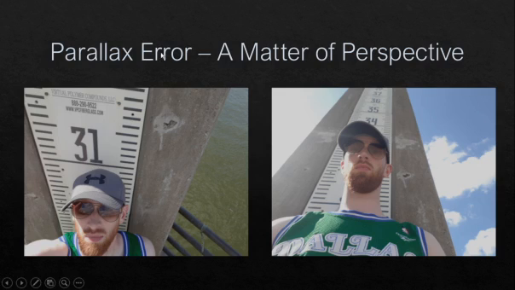Here's an example of something called parallax error. It's a matter of perspective. If you look at this photograph here, I look like I'm less than 31. This is 31 feet. This is beside a river, so they measure the height of the river when it floods. So this would be 31 feet above sea level. But if you look over here, that one kind of looks like I'm 34. So I didn't grow that much. Parallax error is something you can get if you're looking down or if you're looking up.